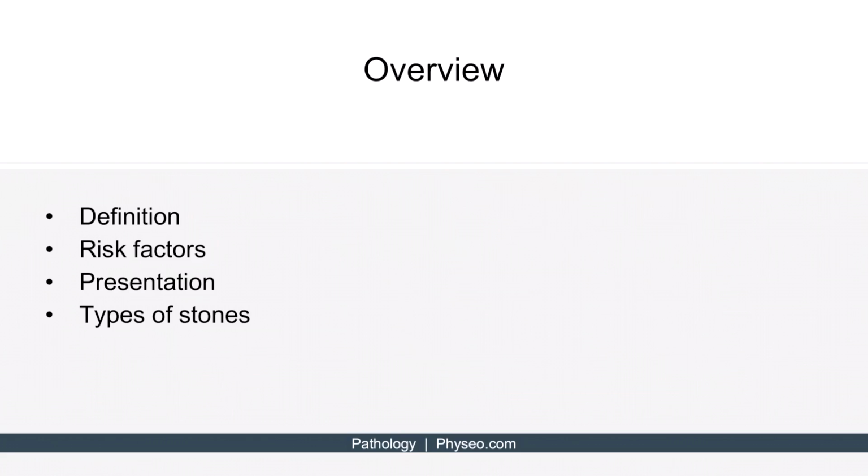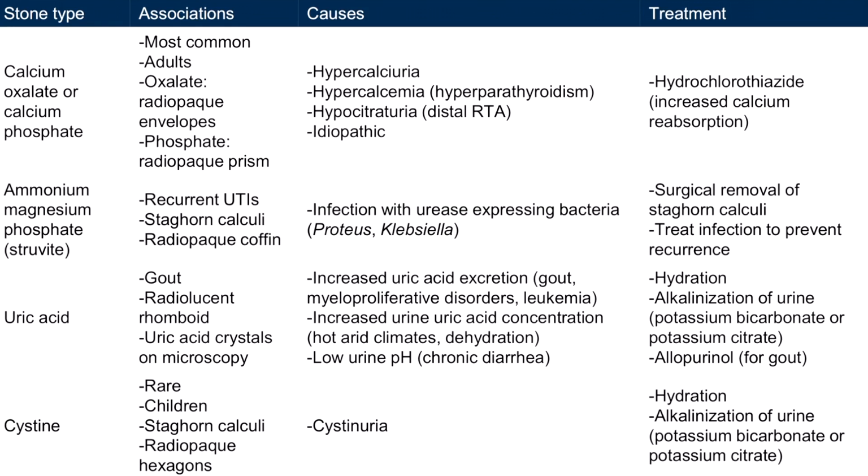Lastly, let's focus on the types of stones. There are 4 types of stones you need to know about: calcium stones, up at the top, ammonium magnesium phosphate stones, uric acid stones, and cysteine stones. We'll start with calcium stones. Calcium stones are due to the precipitation of calcium oxalate or calcium phosphate. And these calcium stones are the most common type, and they're often seen in adults.